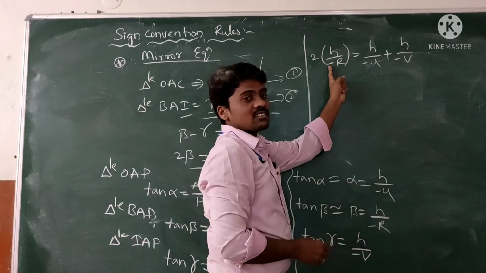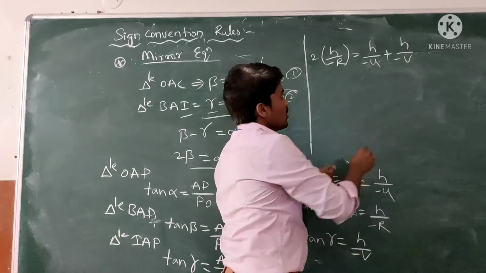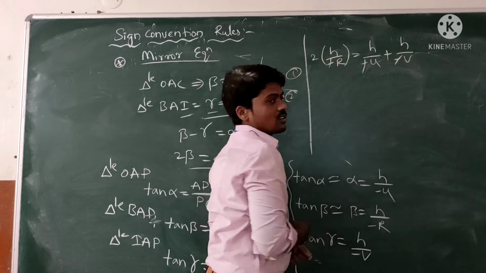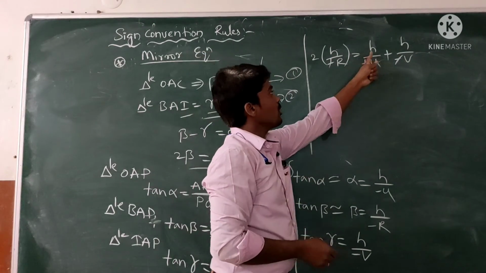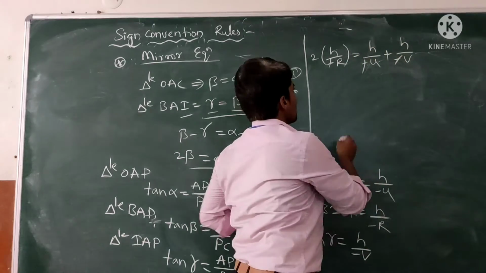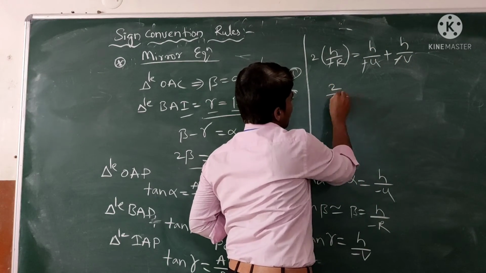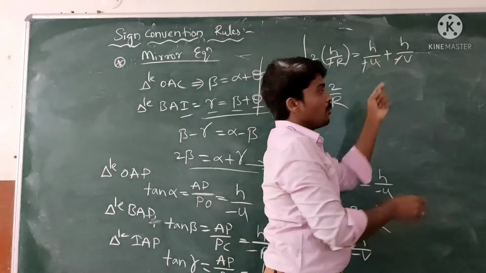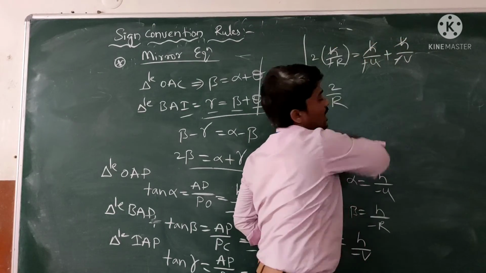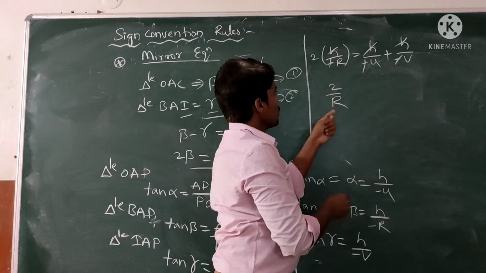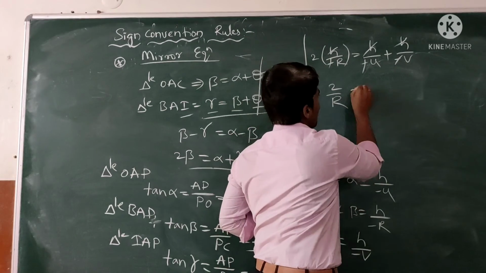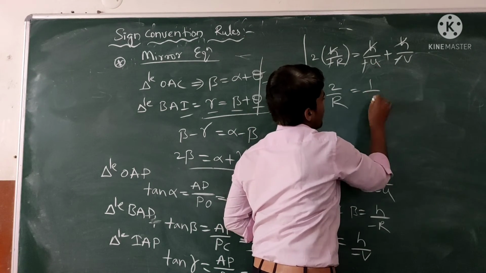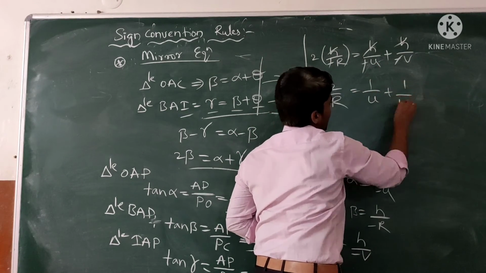Here minus is there, gamma also minus, and the minus signs cancel. Here in the numerator, H is common, so H also cancels. The remainder is 2 by R equals 1 by U plus 1 by V.